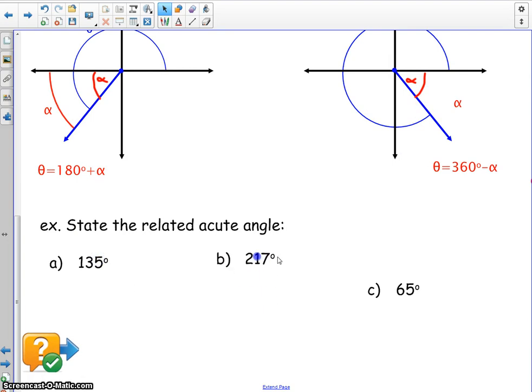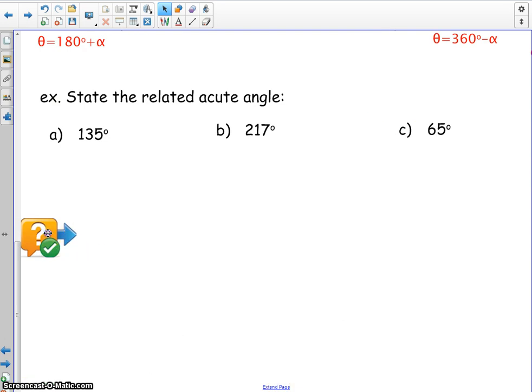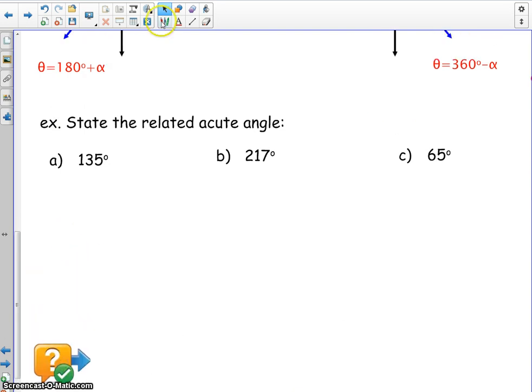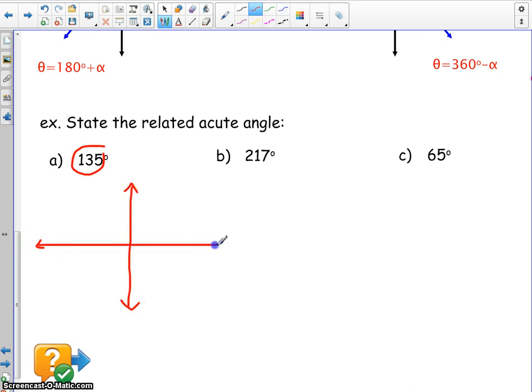Let's look at 135, 217, and 65 and try to find the related acute angle for each of these. I strongly suggest, like I just mentioned, that you sketch all of these. It makes it easier to see the relationship. If I draw 135 degrees, the first thing you have to ask yourself is, what quadrant is that in? 135 degrees is more than 90, but less than 180, so it's going to be somewhere in quadrant 2. So that's going to be 135 degrees.